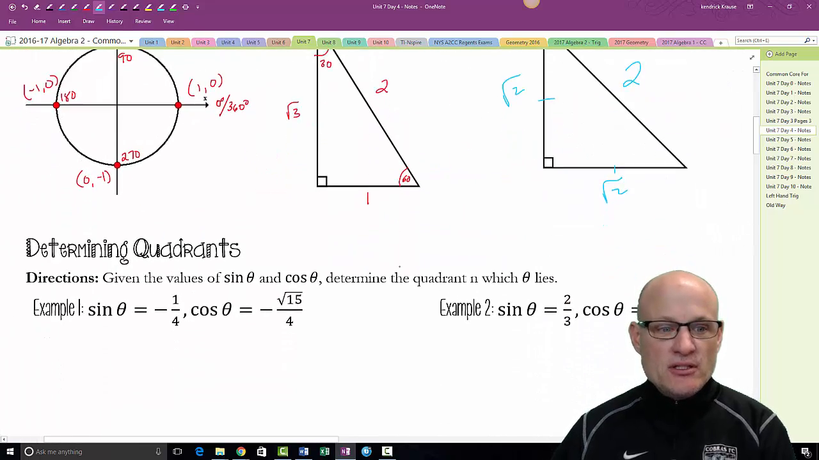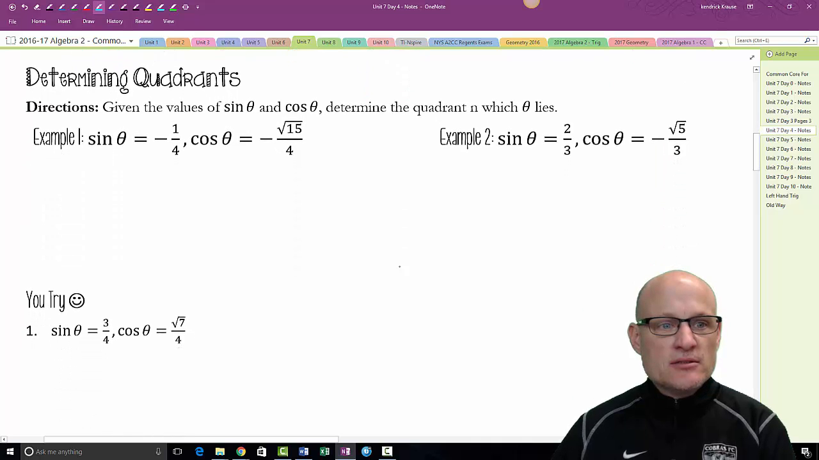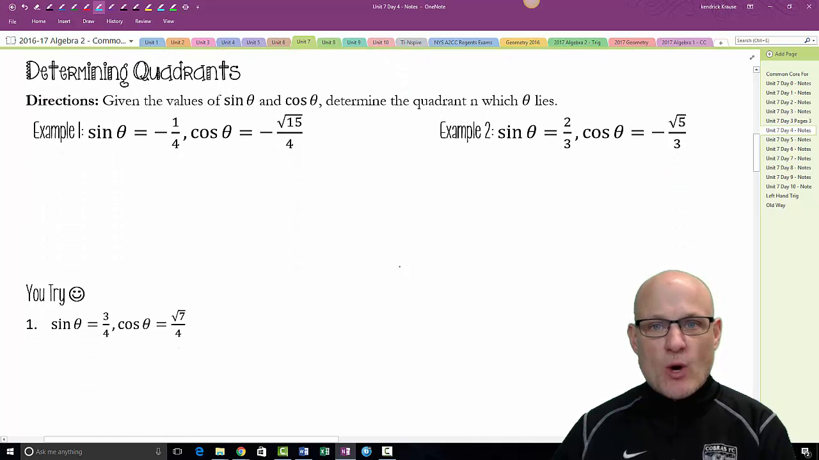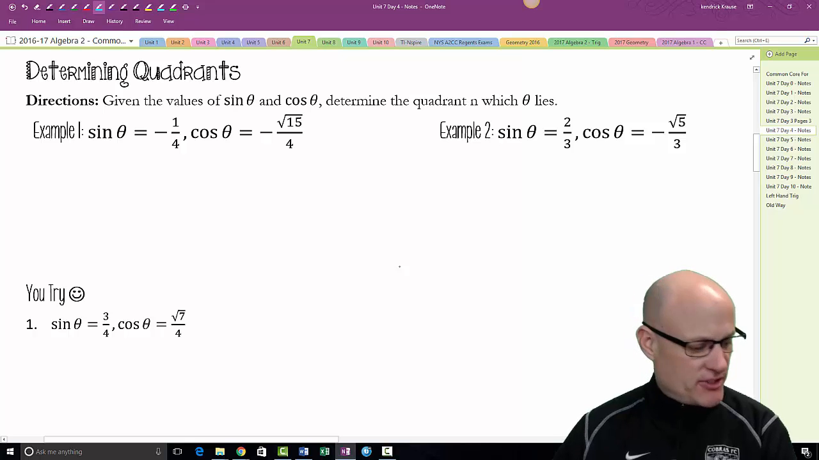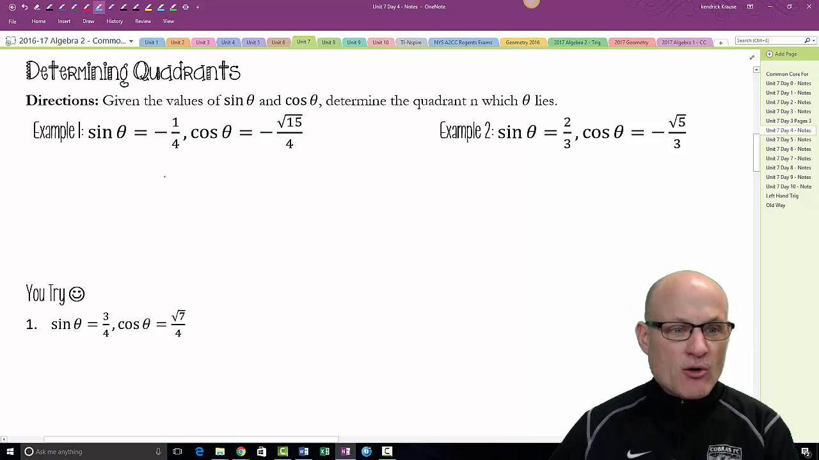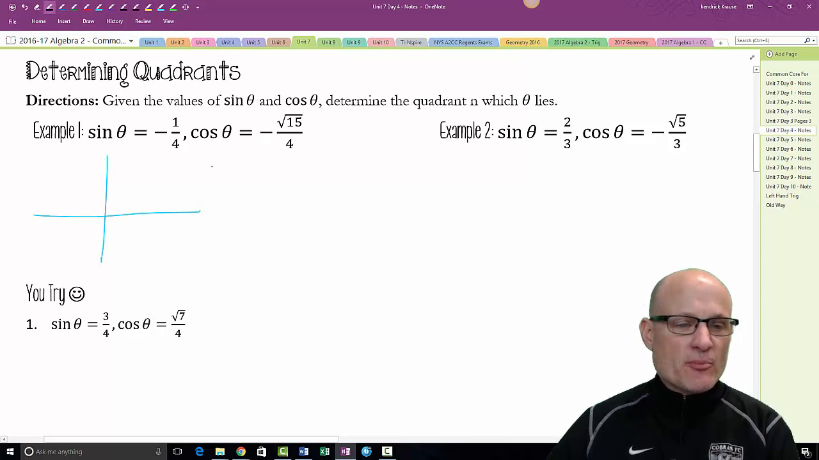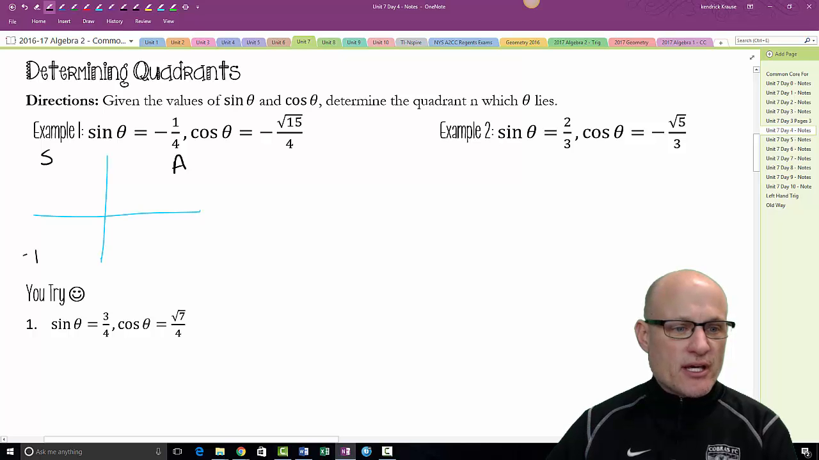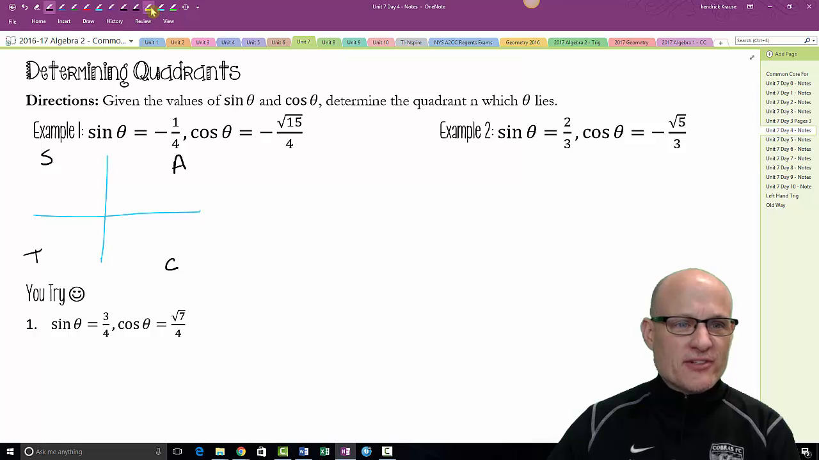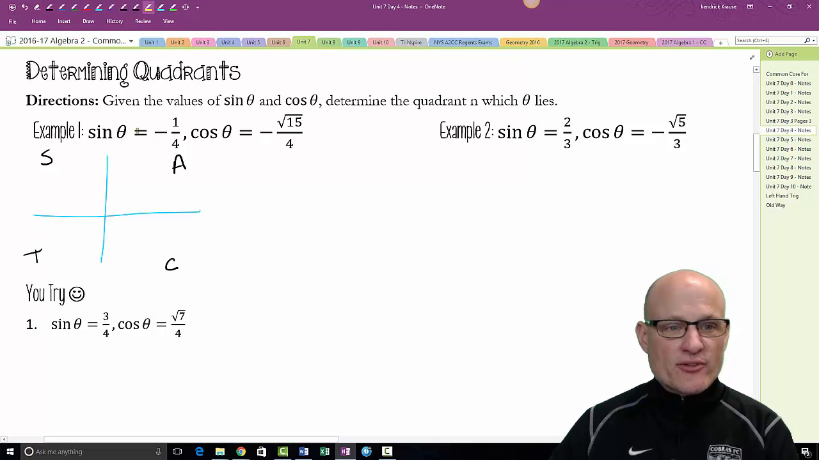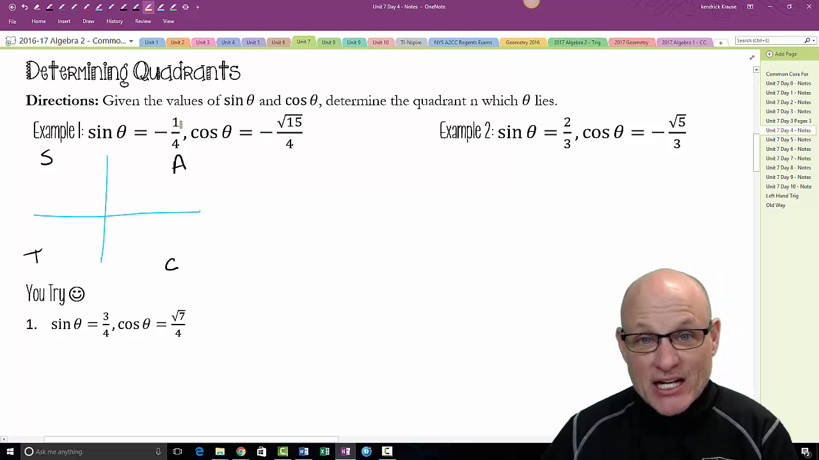All right, so determining quadrants. This is not bad stuff, kids. Here's how it works. It probably is in your best interest to write "All Students Take Calculus." So what does this information tell us?